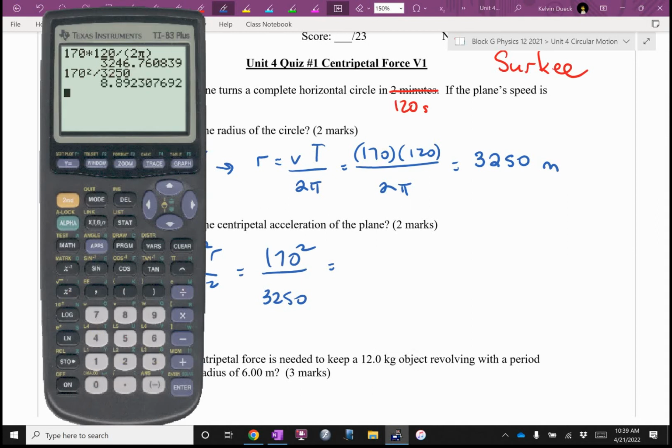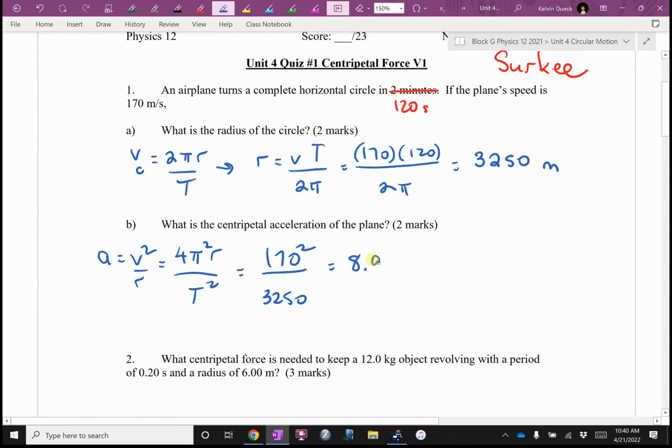And I got 8.89. Oh, that was dumb of me. Why did I not use my answer button? Let's try that again. 170 squared divided by, how would I have done that? That was strange. Answer button. I got 8.9. This would be a fairly comfortable turn because you'd feel a tiny bit lighter, but not much. You're basically pulling a G. Pretty comfy.